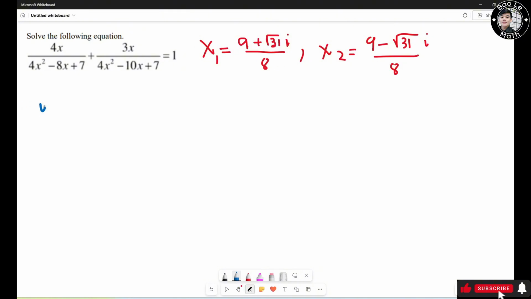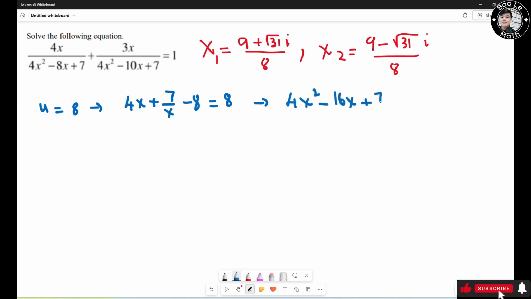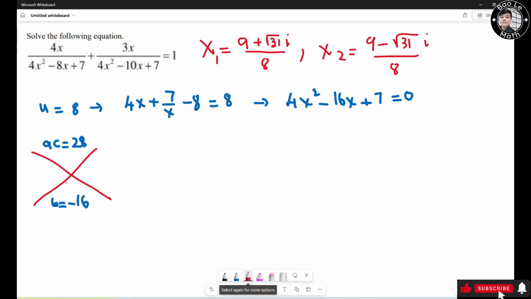The second case, u equals 8. Now we're going to simplify this one. It turns out to be 4s squared minus 16s plus 7 equals 0. For this one, we can factor it. We're going to use the S method to factor. We put AC, which is 28, and B, which is negative 16. Now you need to find two integers that multiply to 28 and add up to negative 16, which are negative 14 and negative 2. So this turns out to be (s - 14)(s - 2).